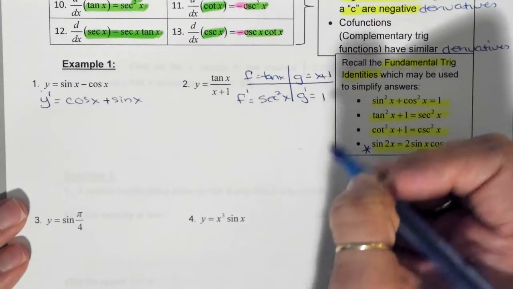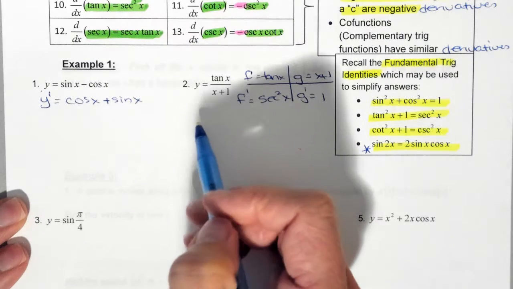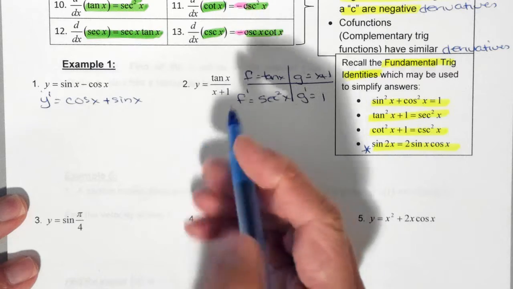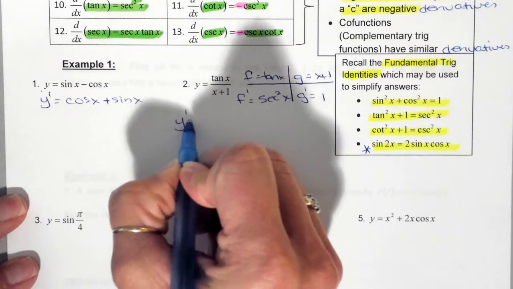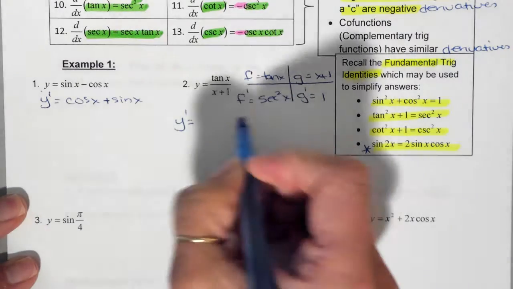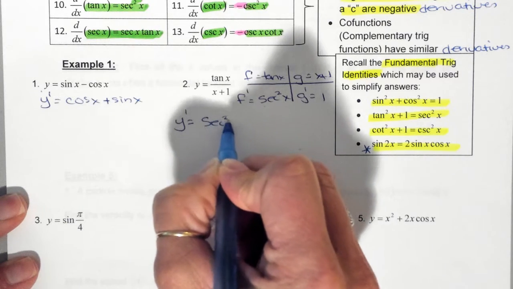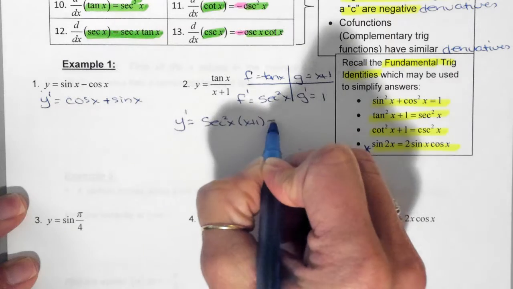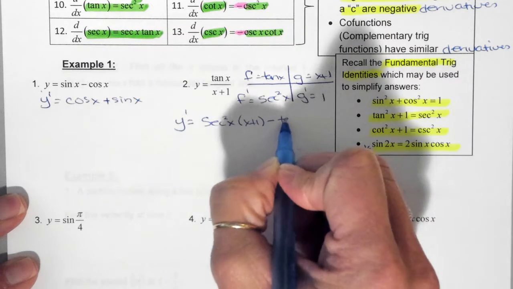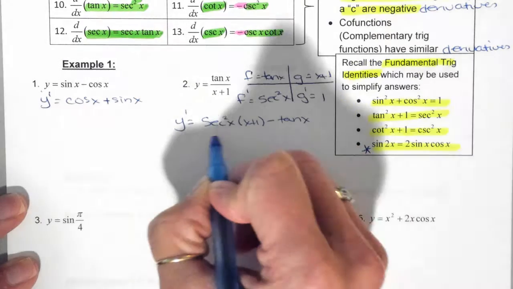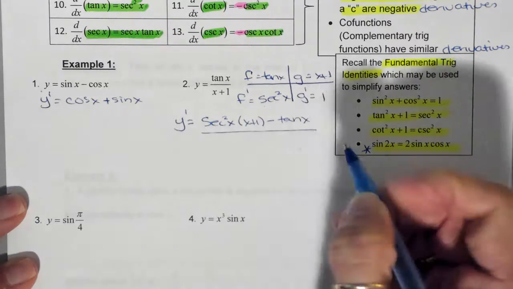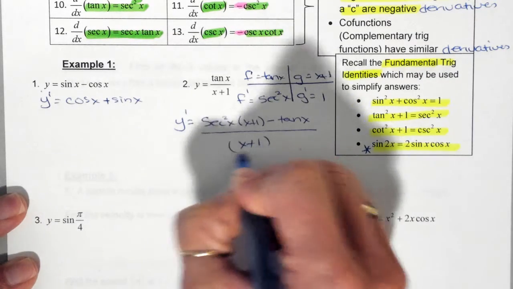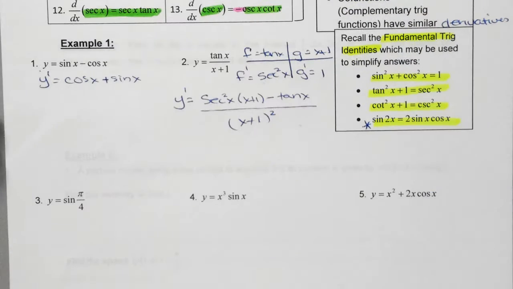Okay, so the quotient rule is f prime g minus f g prime over g squared. So we have y prime is equal to f prime g, so you have the secant squared of x times x plus 1, minus f g prime, well that's just the tangent of x, over g squared. So what is that, x plus 1 squared? That's your derivative. You're done.